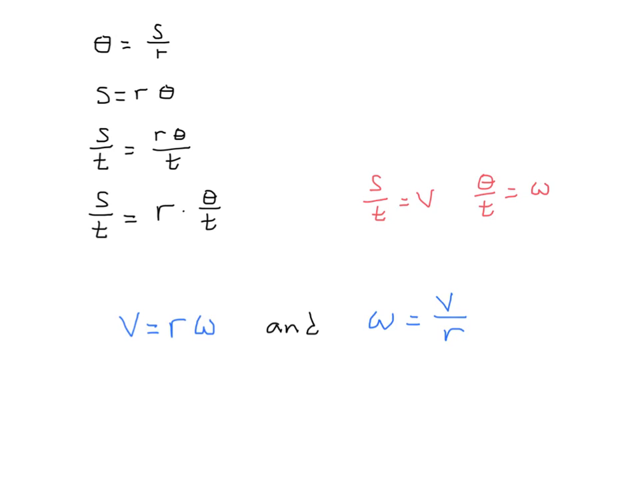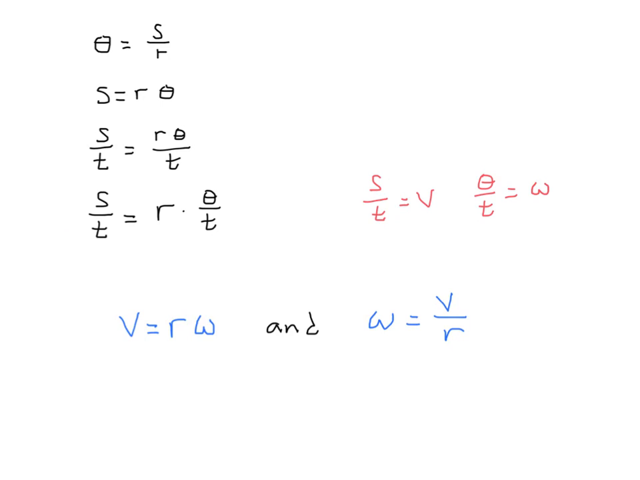Finally, the last thing we need to look at today is how linear speed and angular speed are related to each other. To do that, we're going to start out with our definition for radian measure, that theta is equal to arc length divided by the radius. Solving for that, we get our formula for arc length, S equals R times theta. If I then divide everything by t, I get S over t equals R times theta over t.